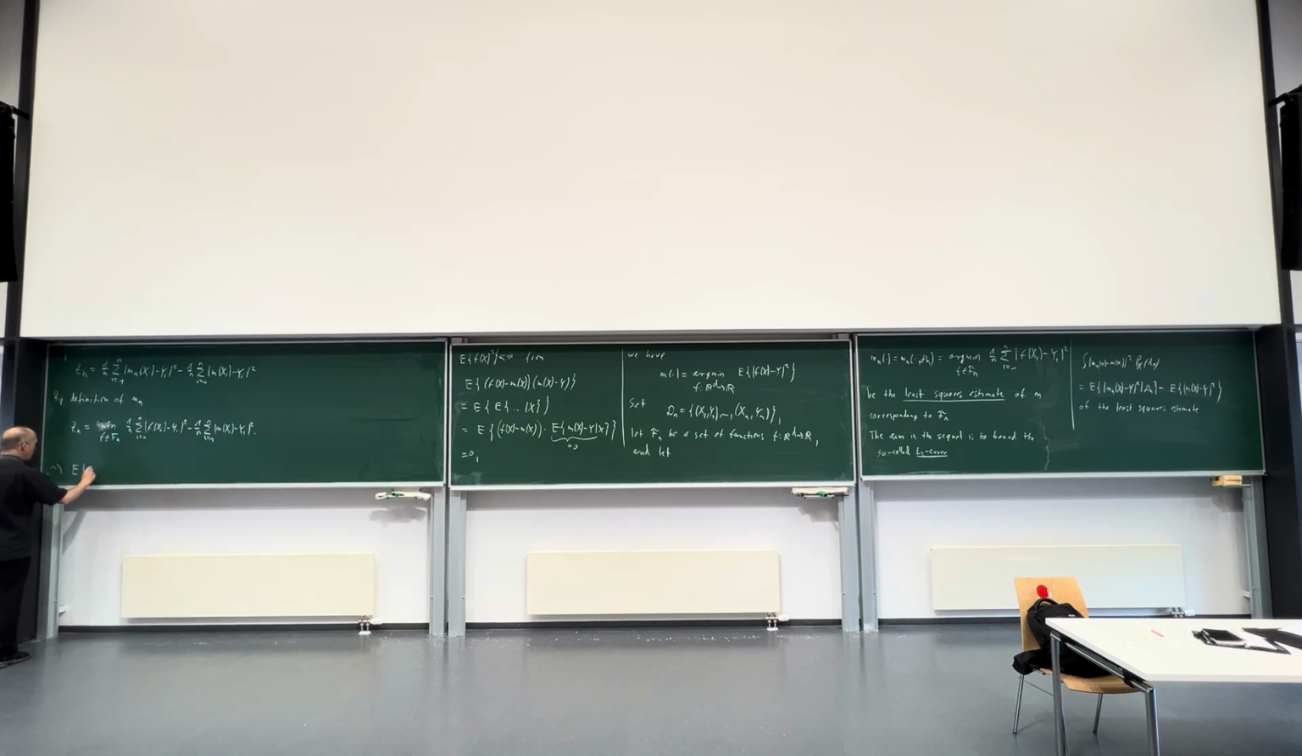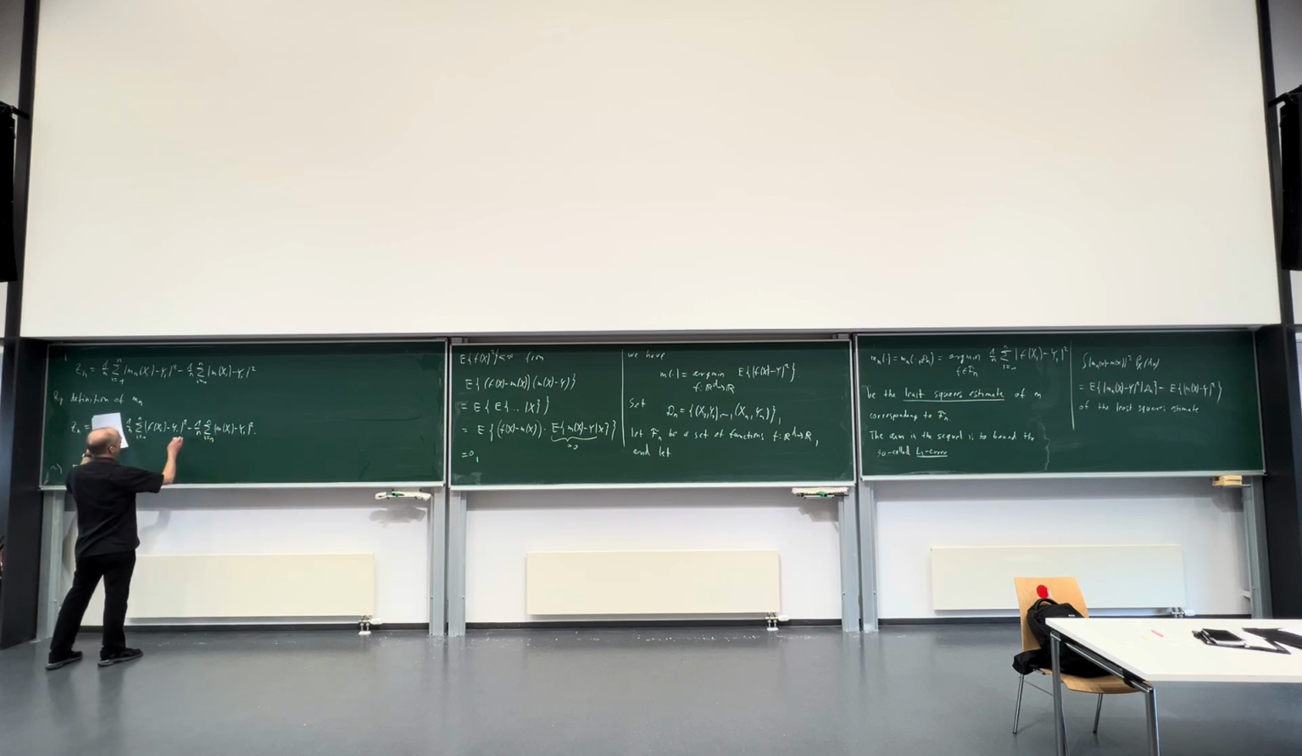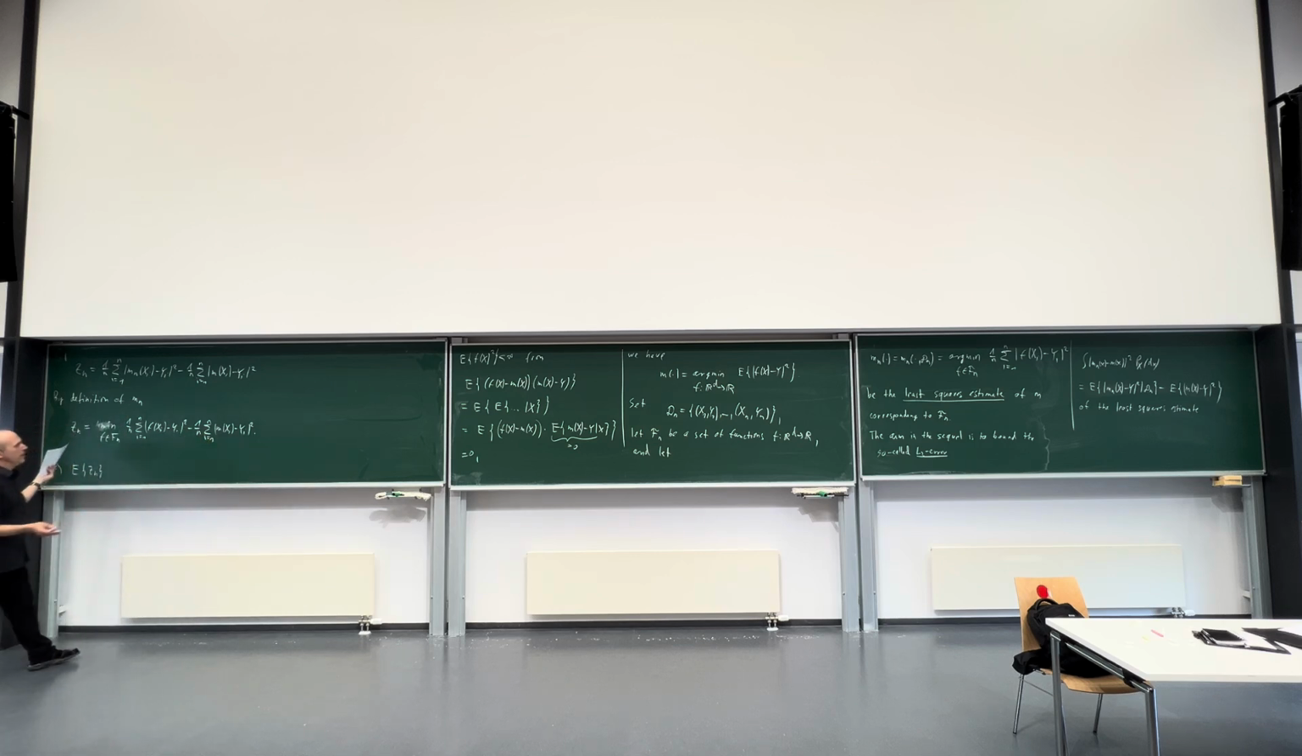Now you look at the expectation of that, and you use that the expectation of the difference is the difference of the expectations. The expectation of the minimum is less than the minimum of the expectations. And then you see this one just gives you, that's less or equal to the minimum over f in Fn.